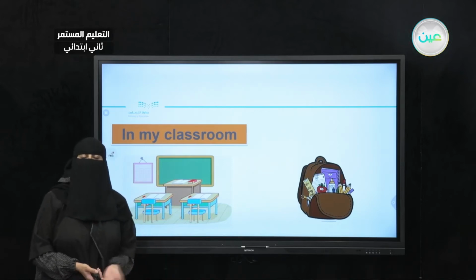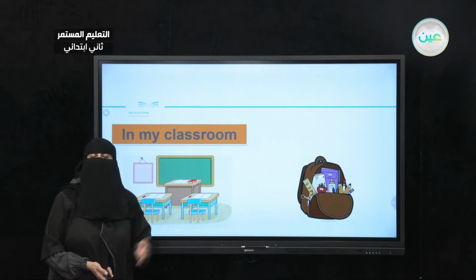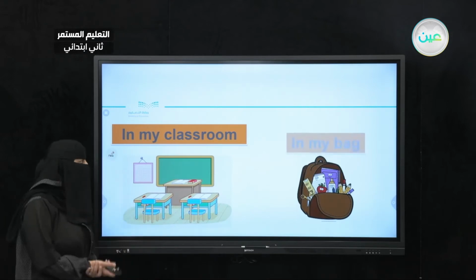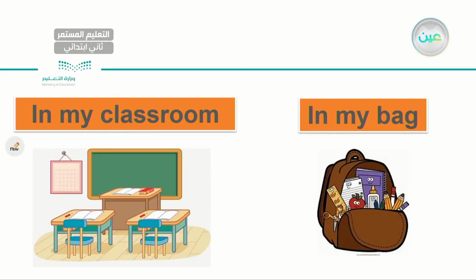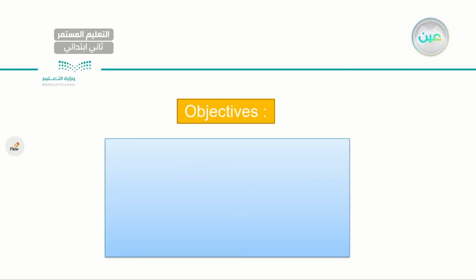As I mentioned earlier, like a chair, a desk, a window, a door, a board. Also, we introduced things in my bag, such as a pencil, a ruler, a sharpener, a book, a rubber or an eraser, and so on. And we combined these things in our third lesson last week. So let's start. By the end of the lesson, inshallah, you are expected to use articles.